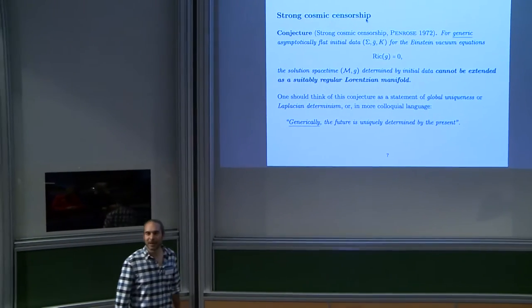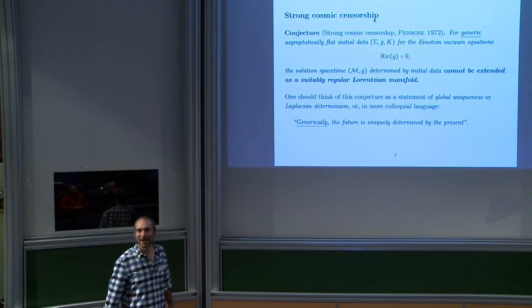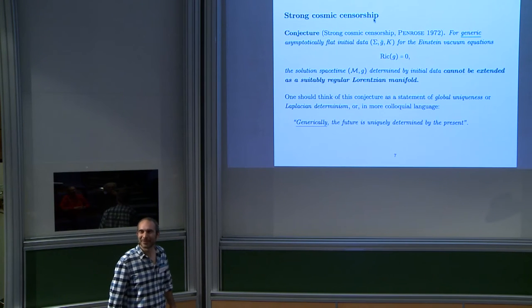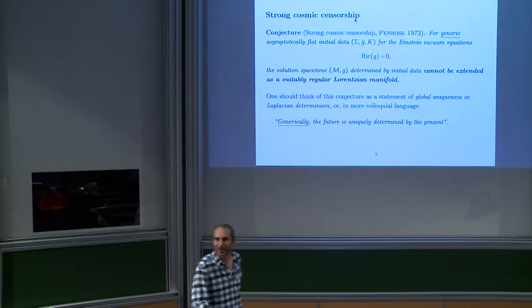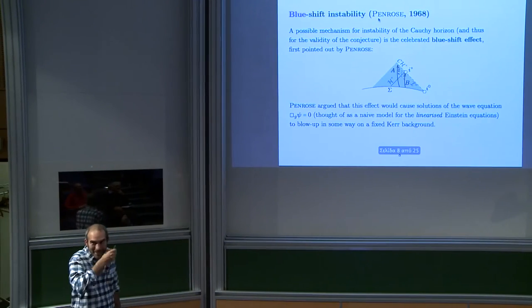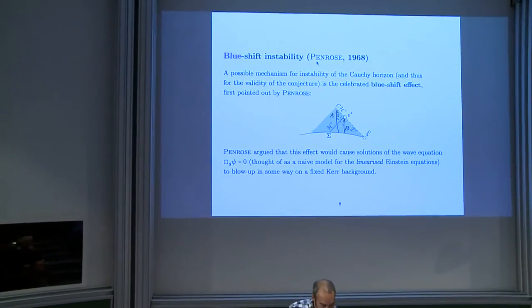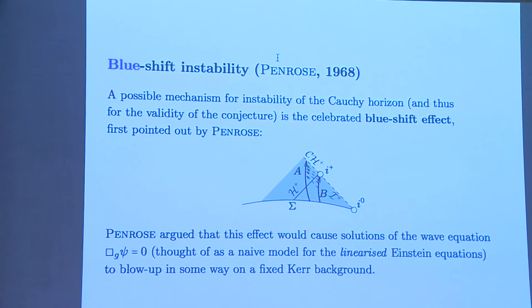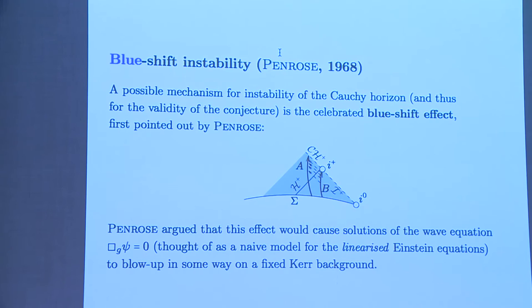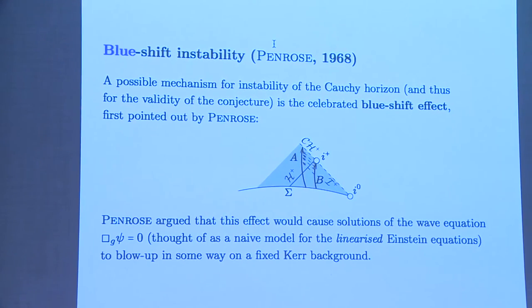So far I've only motivated this conjecture by philosophy, and actually I just came back from a conference on philosophy of science, and believe me, after attending that conference, you don't want your conjectures to be motivated by philosophy. So it turns out that there's an honest reason to hope that this conjecture might be true, and this was also first put forward by Penrose, and it's the so-called blue shift instability.